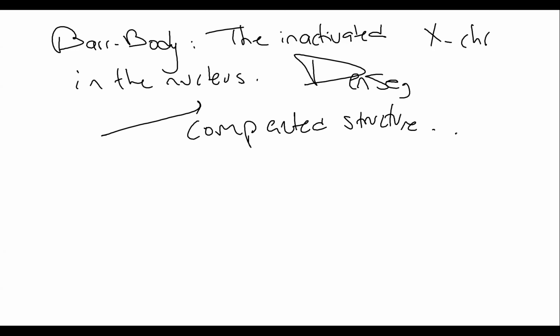Now we have something after this inactivation. Let's say that one of the X chromosomes is now inactivated. It went and sat in the nucleus in the shape of the bar body. Perfect. This inactivation is stably maintained through cell divisions.